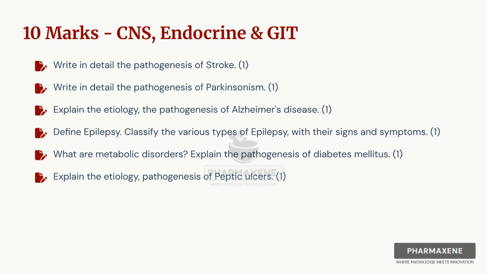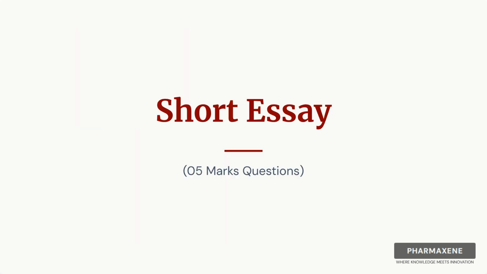Moving to CNS, endocrine, and GIT, expect 10-mark questions on the pathogenesis of stroke, Parkinsonism, Alzheimer's disease, epilepsy classification, diabetes mellitus, and peptic ulcers. Next, we will examine the short essay questions, which are generally worth 5 marks.